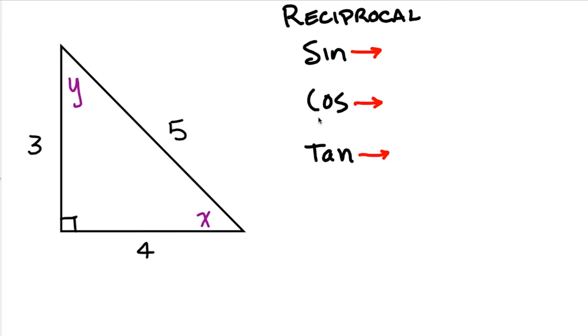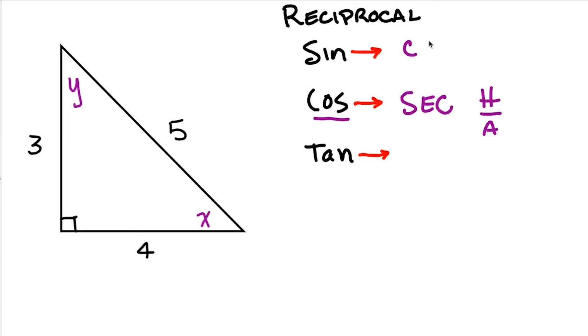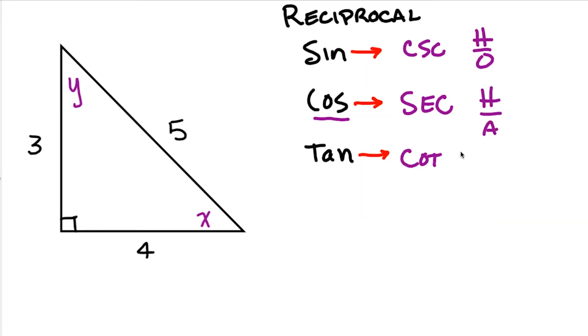And what do they look like? They look like this. The cosine's reciprocal function is called the secant. And instead of being the adjacent over the hypotenuse, it is its reciprocal, the hypotenuse over the adjacent. The sine's reciprocal function is called the cosecant, and it is the hypotenuse over the opposite. The tangent's reciprocal function is the cotangent, and it is the adjacent over the opposite.